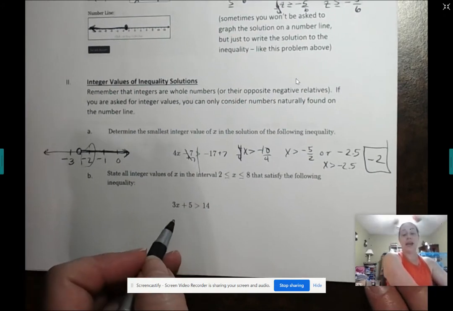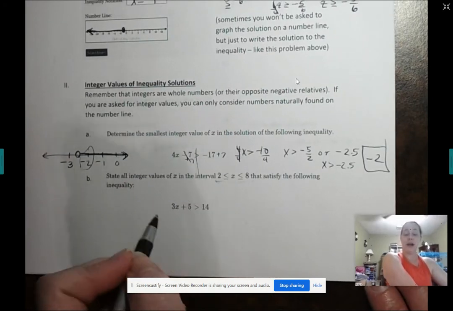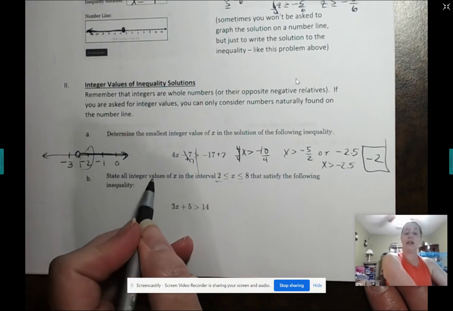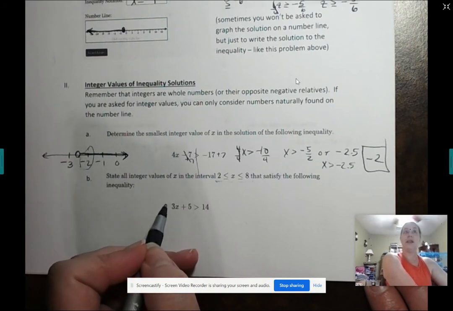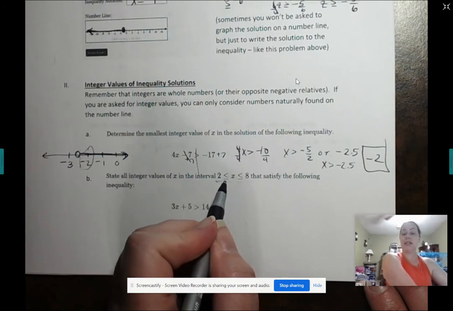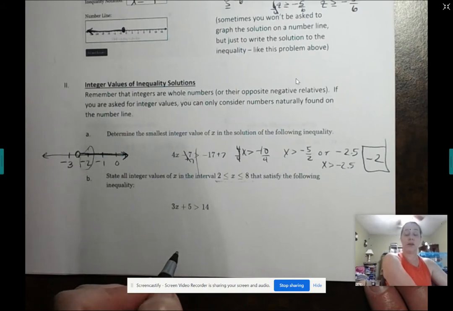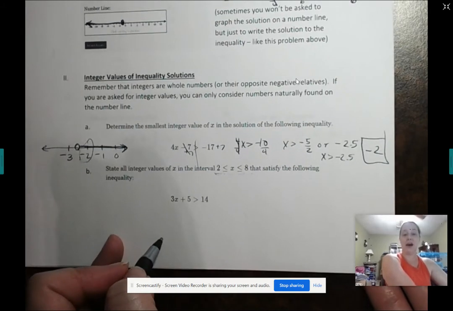Now you also could be asked about a specific interval. So it says you're going to solve this for x, and you're going to state all the integer values, all the solutions that are included in between 2 and 8. And notice this includes 2 and 8. And you're just going to list those numbers with commas in between them. There's not going to be a lot of them.